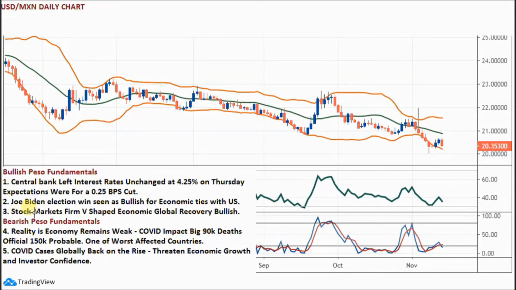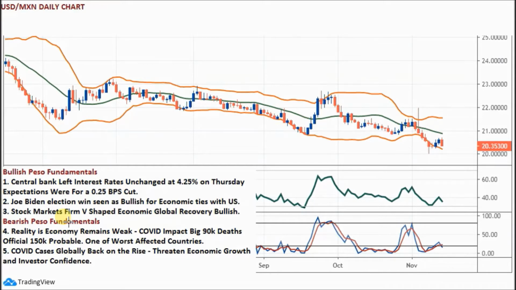Another bullish factor is seen as Joe Biden's election win. That's bullish for economic ties with the US in the market's eyes. They see Biden as more friendly to Mexico than Trump. But we knew Biden was going to win last week, and I think that's pretty priced in. Stock markets finished firm on Friday, with a new multi-year high close. The peso likes risk on, but the move on Friday wasn't that big in the pair.